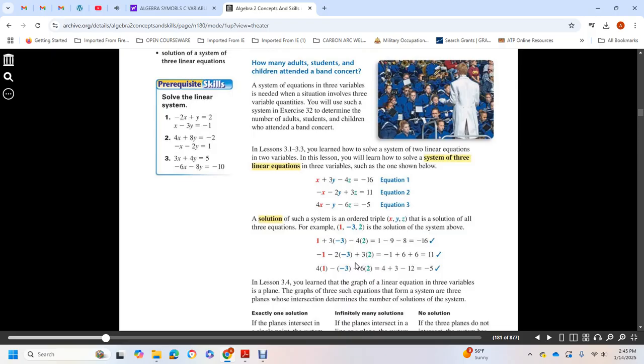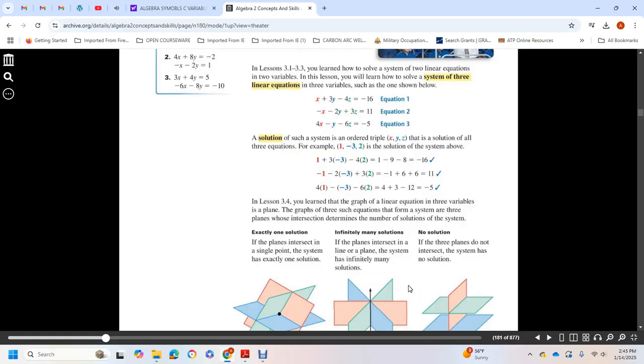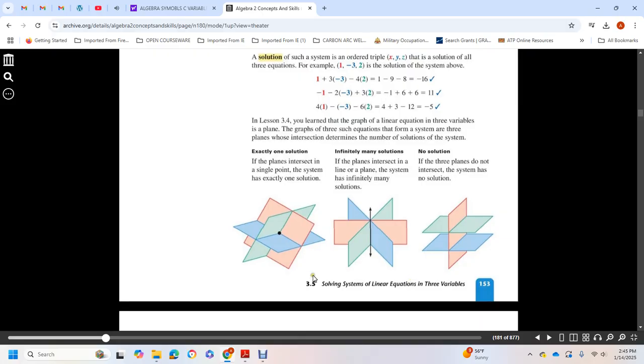As you've learned, the graph of a linear equation in three variables is a plane, so the graph of these three equations forms a system of three planes. The intersection determines the number of solutions of the system. Exactly one solution: if the planes intersect at a single point, the system has exactly one solution. Infinitely many solutions: if the planes intersect in a line or are the same plane, the system has infinitely many solutions. No solution: if the three planes do not intersect, the system has no solution.